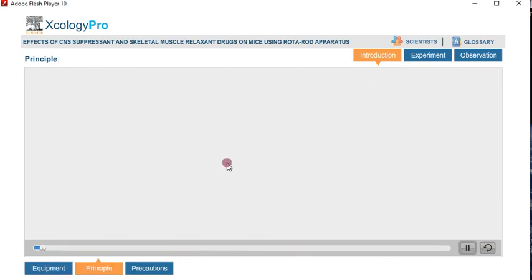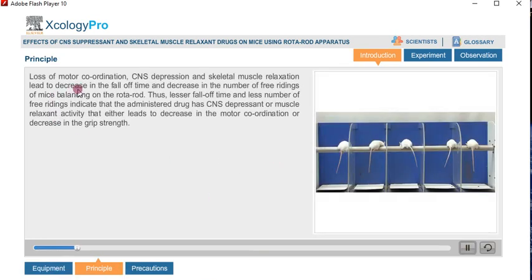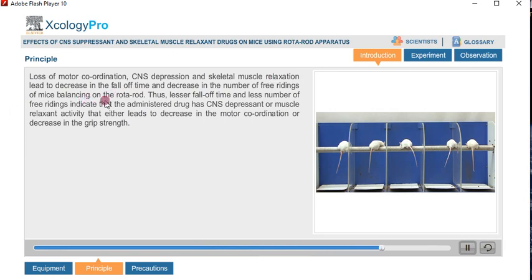The principle behind this experiment is that loss of motor coordination, which is affected by CNS depressant drugs and skeletal muscle relaxation, leads to a decrease in the fall of time and a decrease in the number of free riding. So if a drug causes depression and muscle relaxation, the fall time will be decreased. Initially it may be 10 seconds, then with the effect of CNS depression or muscle relaxation, that time will be 2 to 4 seconds. Thus there is a lesser fall of time and less free riding.